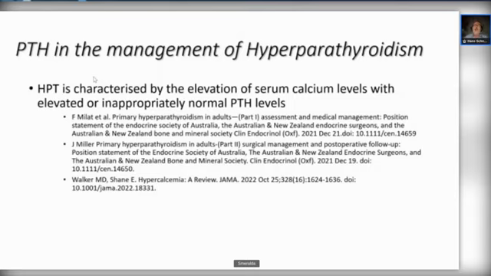These two papers are the Australian consensus guidelines and position statements of the Endocrine Society, the Australian and New Zealand Endocrine Surgeons, and the Australian and New Zealand Bone and Mineral Society that are in press in Clinical Endocrinology at the moment. And there's a lovely review by Walker and Shane about hypercalcemia that just came out last month in JAMA. Next slide, please.